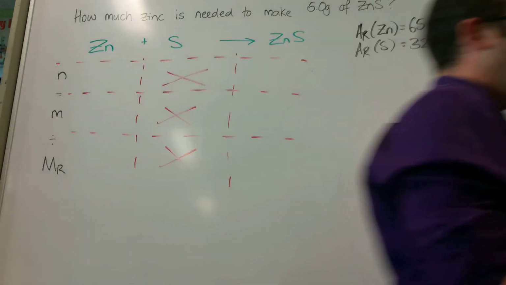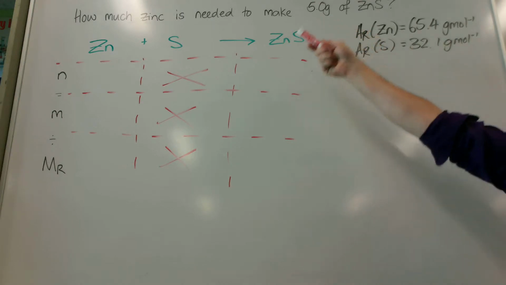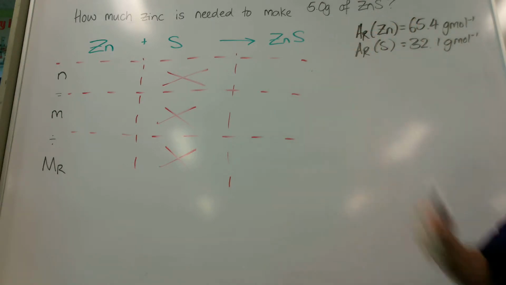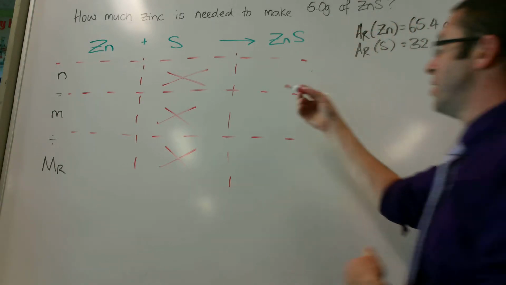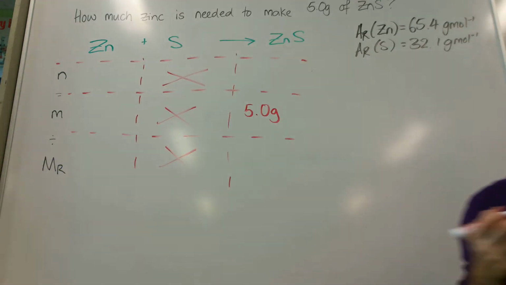Right, I also know a bit of information though. I know that I want to get 5 grams of the product, zinc sulfide. So I'm going to fill that in now: 5.0 grams. Because the question has said, how much zinc do I need to make 5 grams of my desired product, the stuff I want to make?